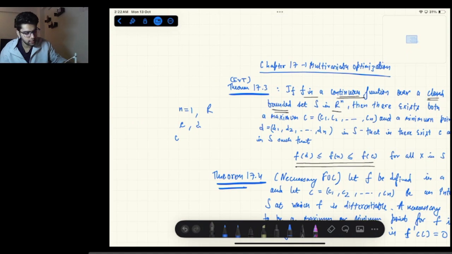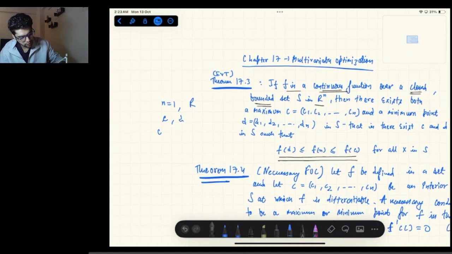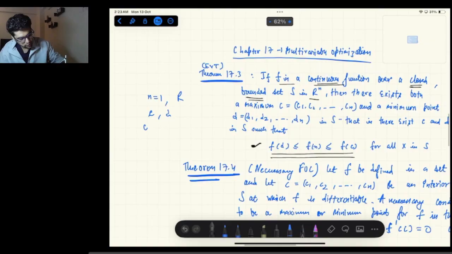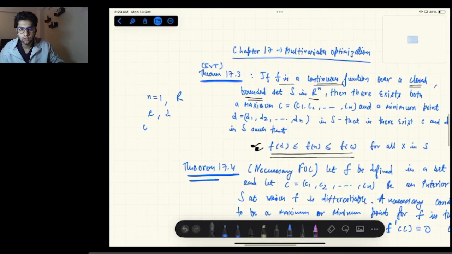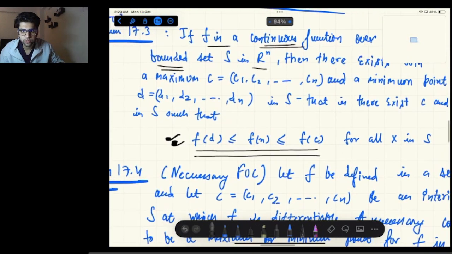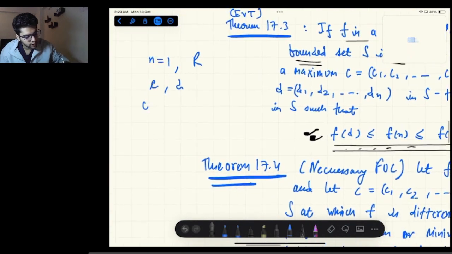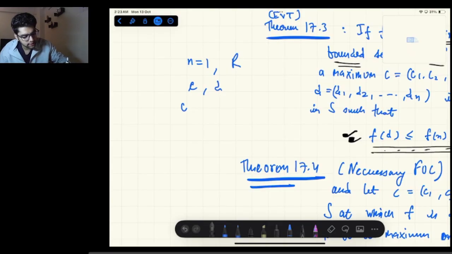For example, here n is 1. We are dealing with a single variable function. So if n is 1, S belongs to R. C and D are two points lying in S, so C and D belong to S and S belongs to R.